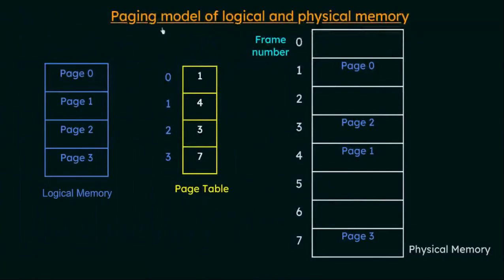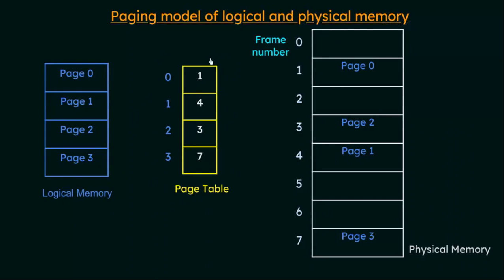Here we are going to see the paging model of logical and physical memory. Here we have a process, which I'm calling logical memory. Think of this as a process, divided into 4 pages: page 0, page 1, page 2, and page 3. Then here we have our physical memory, which is divided into fixed size blocks called frames. We have 8 frames here. Remember that the size of these pages and the size of these frames will be the same, meaning the division that we make should be of the same size. So we have frames from 0 to 7.